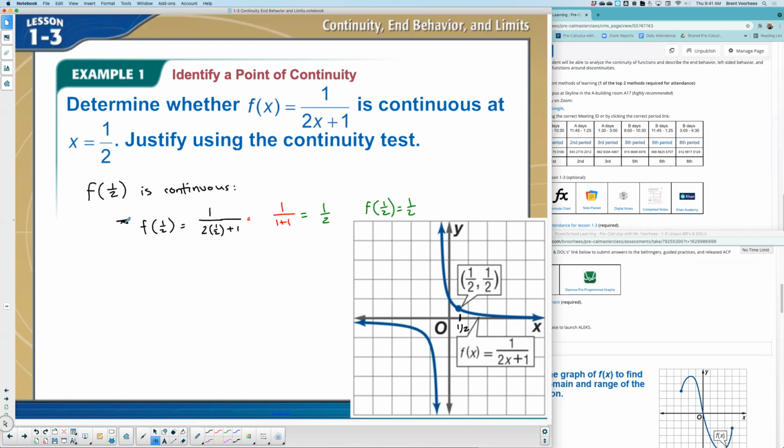1/2, 1/2. And how you could also prove it is you would say, okay, what is the graph approaching? As we approach 1/2 from the left side and the right side, if I were going to predict what's happening to the graph, as I approach it from the left side, it's getting closer and closer to 1/2. And as I approach it from the right side, it's getting closer and closer to 1/2. Since all three of these match values, it is continuous.